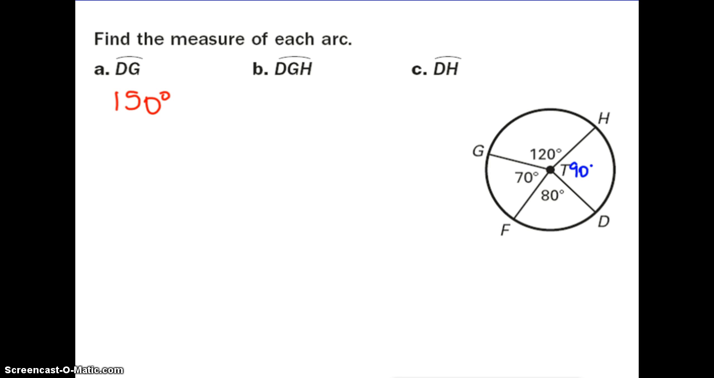DGH. So D to H, but making sure that we pass through G. Alright, so 80, 70, and 120 are the 3 central angles that I meet, or that I pass. So when I add them up, I get 270 degrees. And now D to H, remember 2 letters is minor arc, 3 letters is major arc, so D to H is here. Its central angle is 90 degrees, so the arc must be 90 degrees as well.